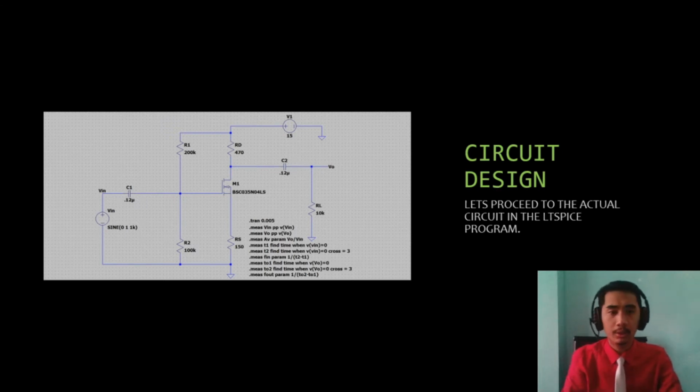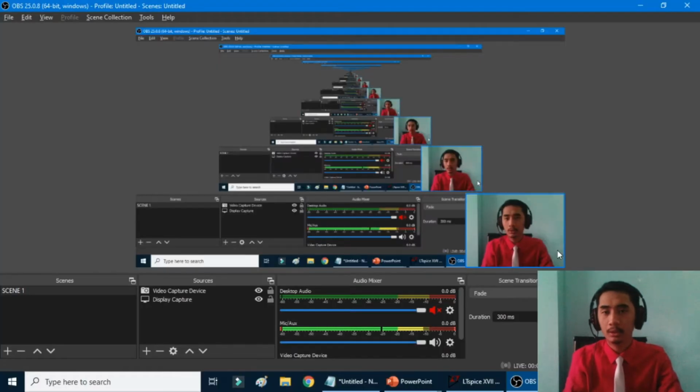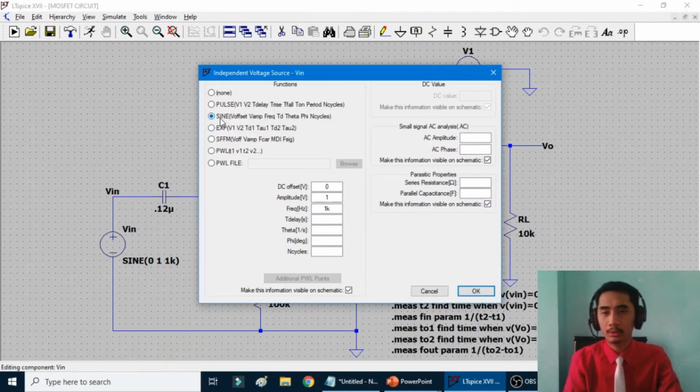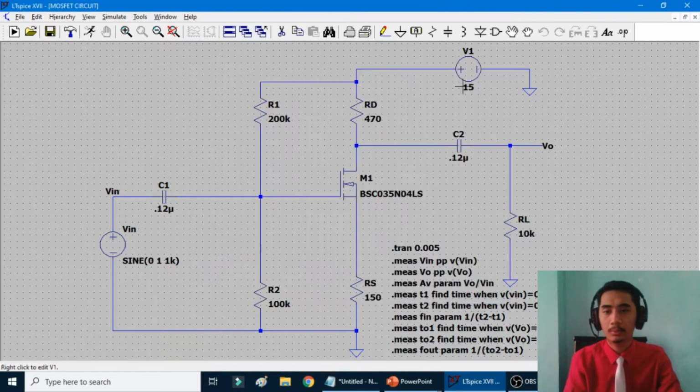Let's go to the LT Spice program so that I can properly describe the components of the circuit. Okay, so this is the MOSFET amplifier placed in the heart of the circuit. We can observe that there are two voltage sources. The first voltage source has an input of a sine V offset, where we have a DC offset of 0, an amplitude of 1, and a frequency of 1K.